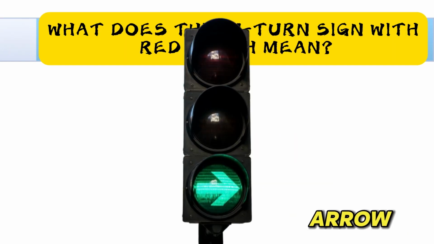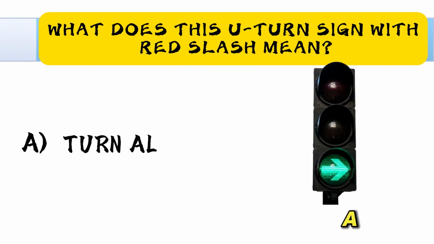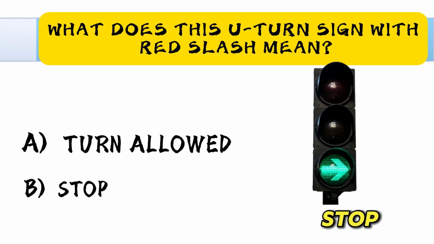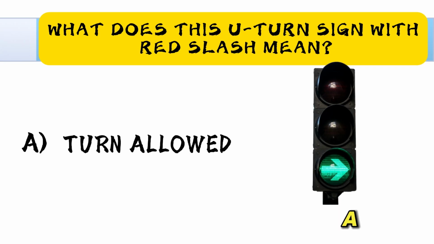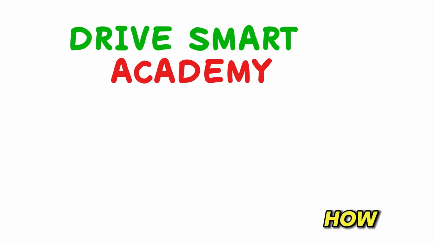Final question. What does a green arrow traffic light mean? A. Turn allowed. B. Stop. Answer: A. Turn allowed. How many did you get right?